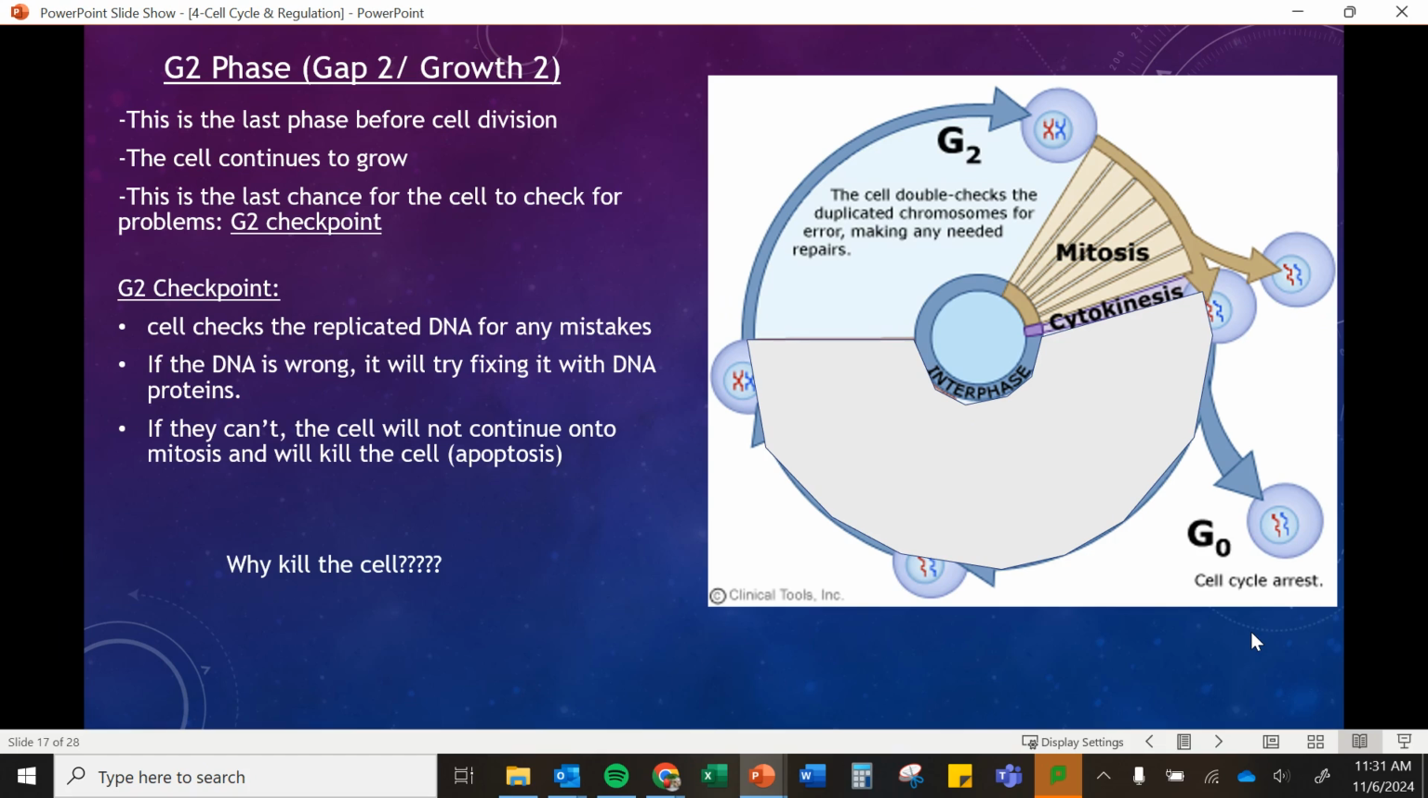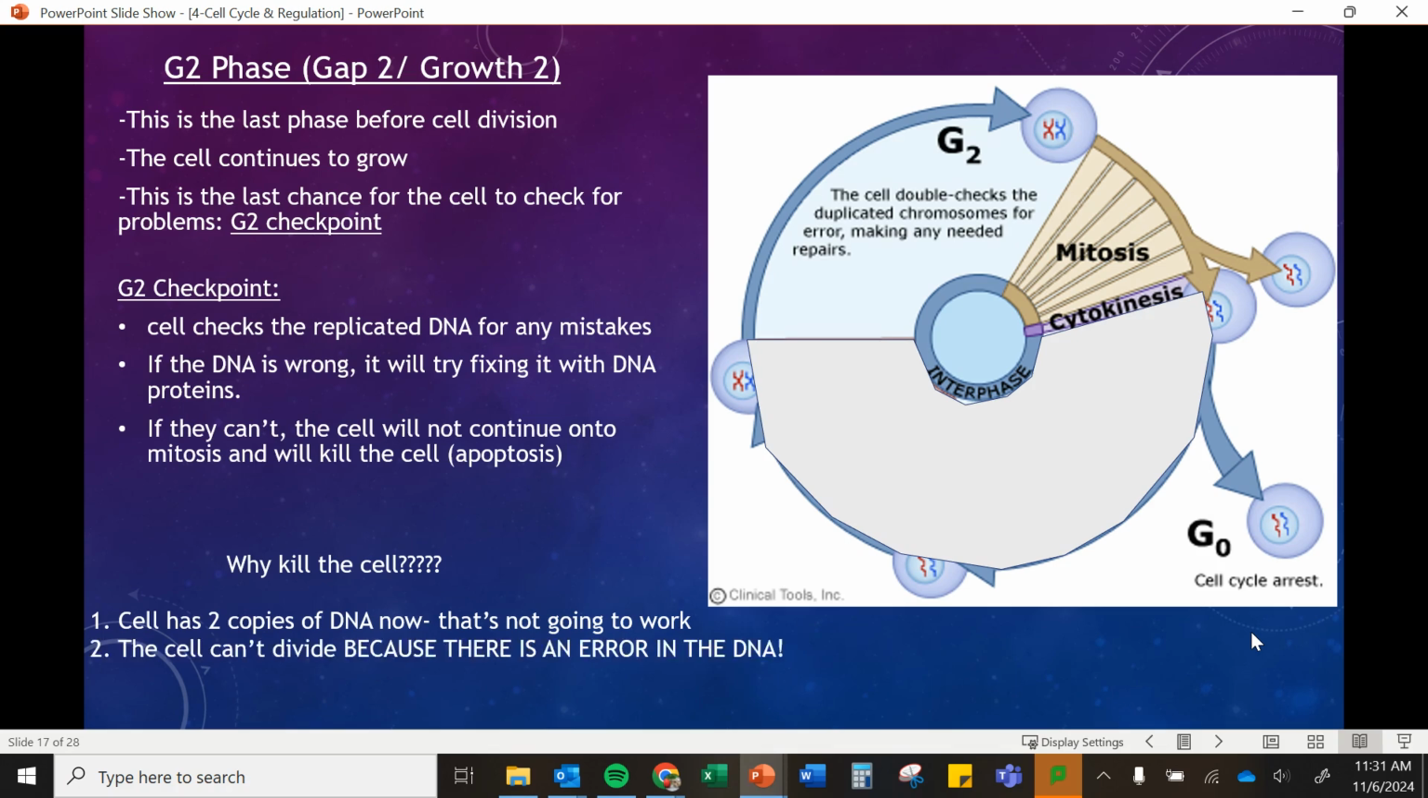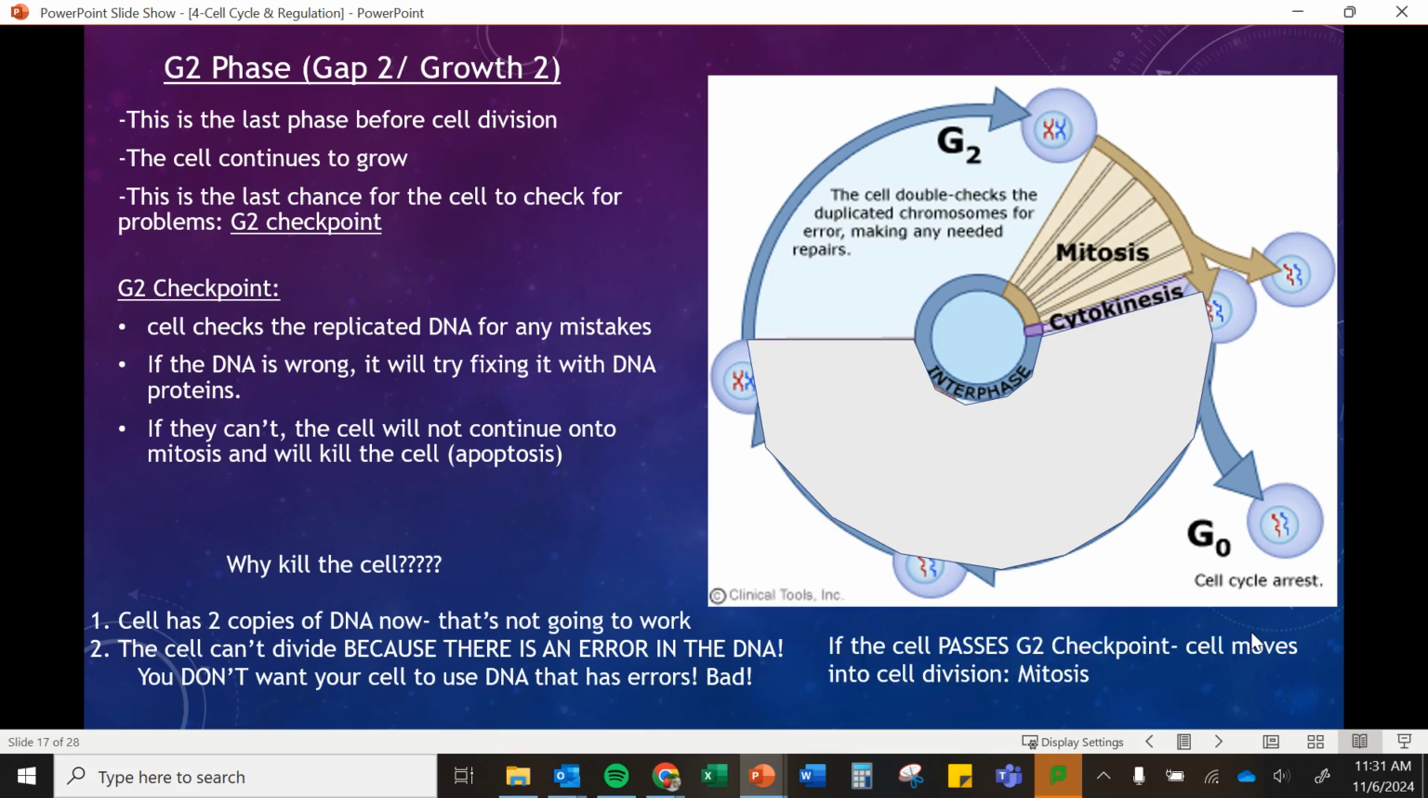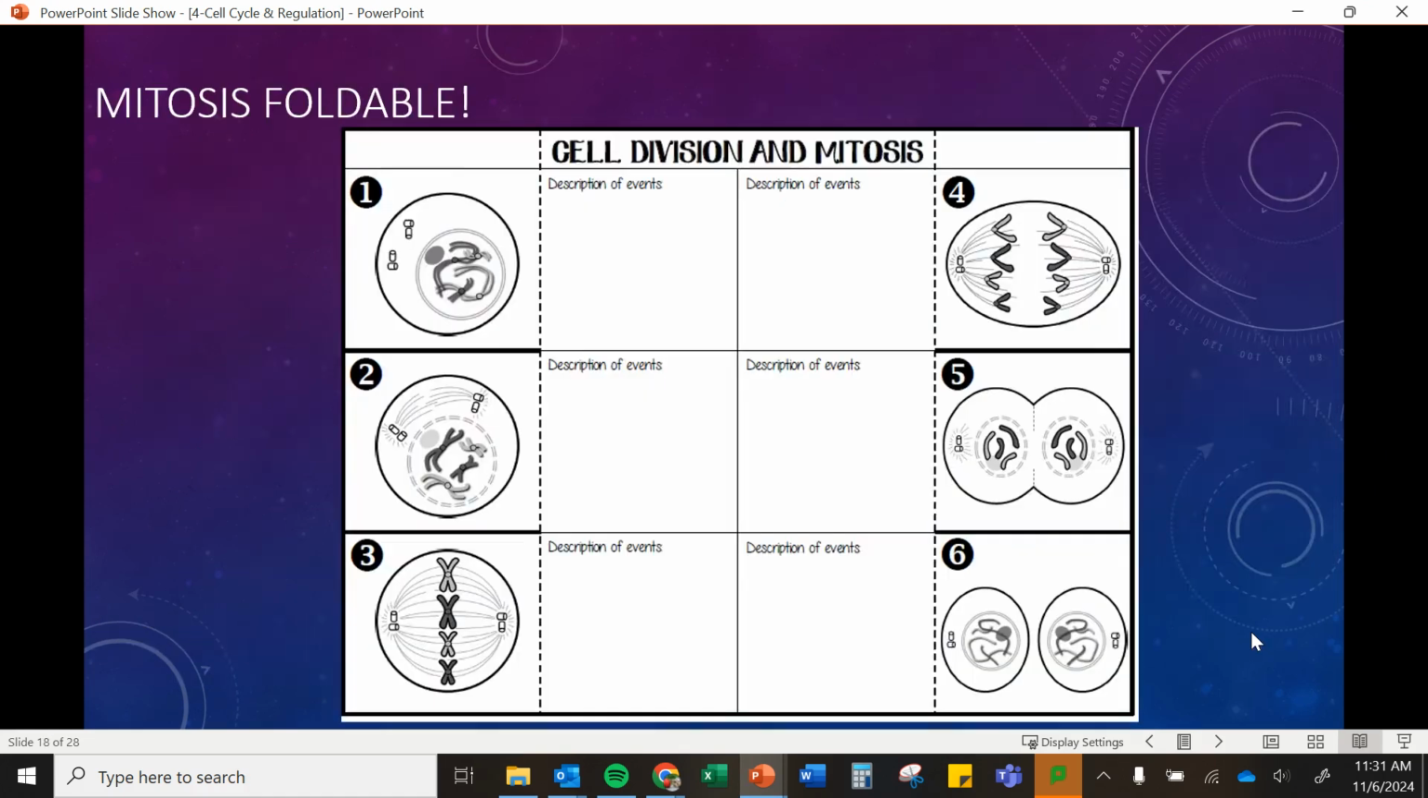So why do we want to kill the cell if it does not have correct DNA? It's because we've already copied the DNA. There's no going back at this point for it to just function normally. It's not going to work. So for the sake of the whole organism, the cell is going to be recycled, because of the error in the DNA. We don't want that error to continue. Okay, if it passes the G2 checkpoint, it's going to move into mitosis.